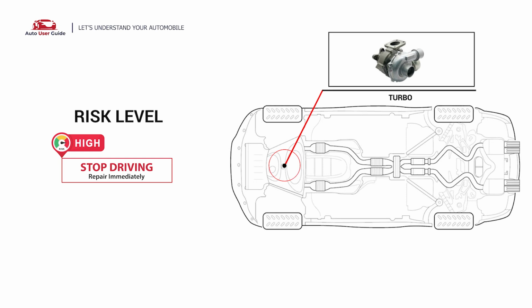The P02CB engine code indicates the ECM has detected that the actual boost pressure produced by the forced induction system is lower than the requested or expected level. Under this circumstance, stop driving and repair your vehicle immediately.